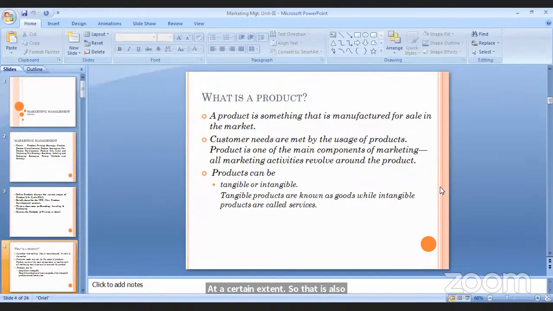Now, a product can be tangible or intangible. The tangible one means we are able to touch it, we are able to feel it. It has a particular shape. We are able to see it. So that is called the tangibility of the product. What is intangibility? Intangibility means the product which is only felt by us. We can feel it, but we can't touch it, or we can't see it, or it does not have a physical existence. So that is called an intangible product.